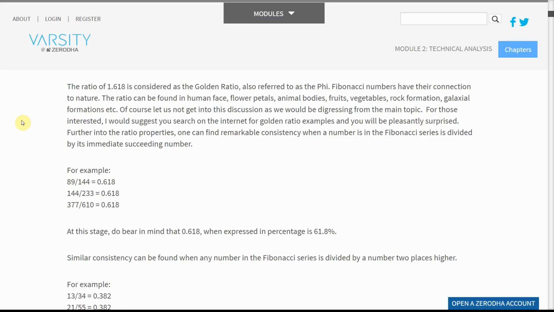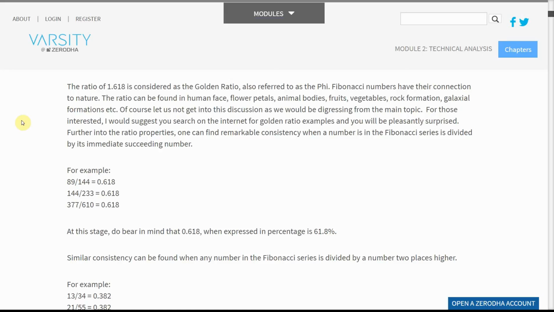For example, 89/144 equals 0.618. 144/233 equals 0.618. 377/610 equals 0.618. At this stage, do bear in mind that 0.618, when expressed as a percentage, is 61.8%.